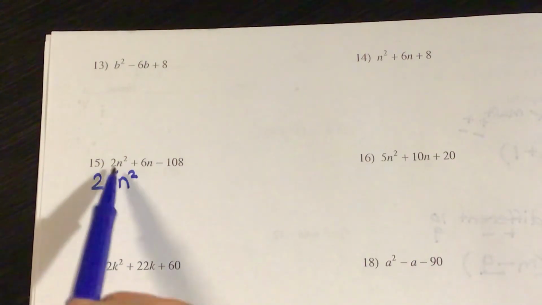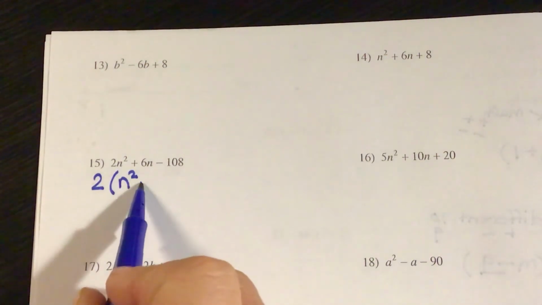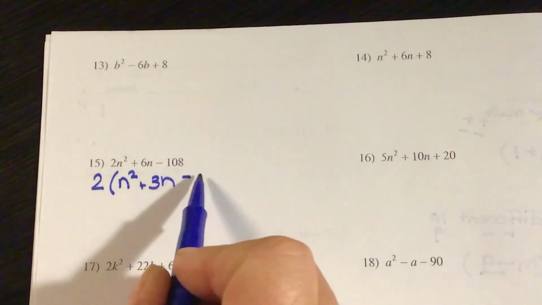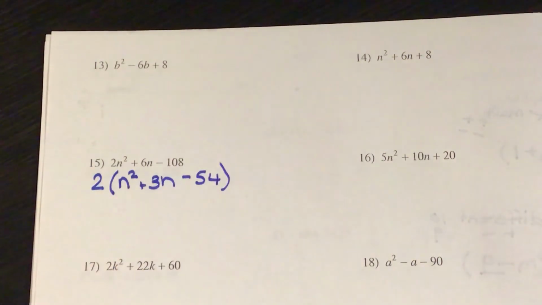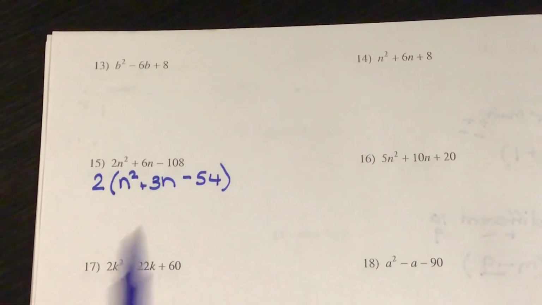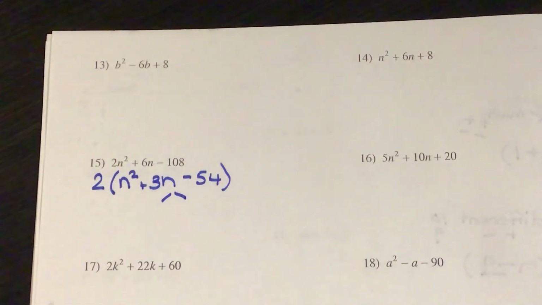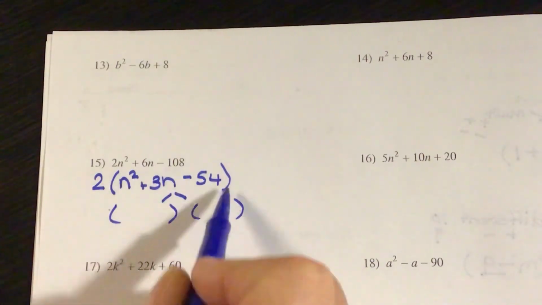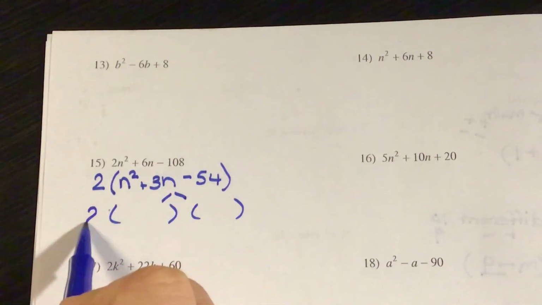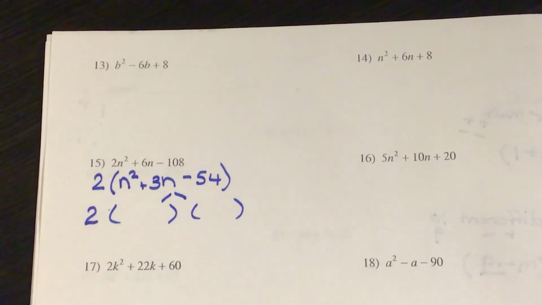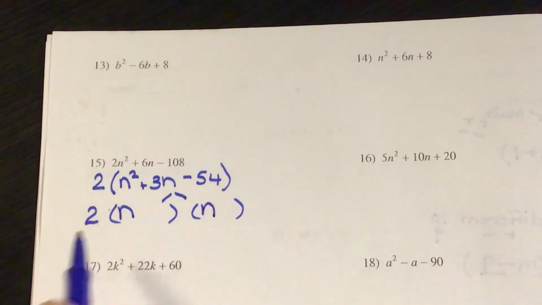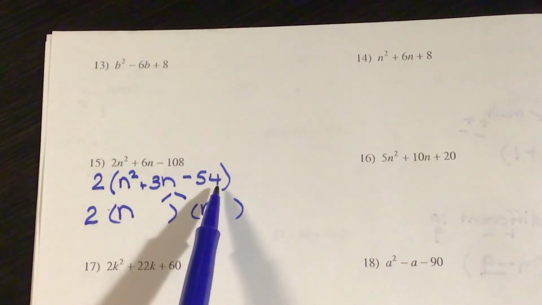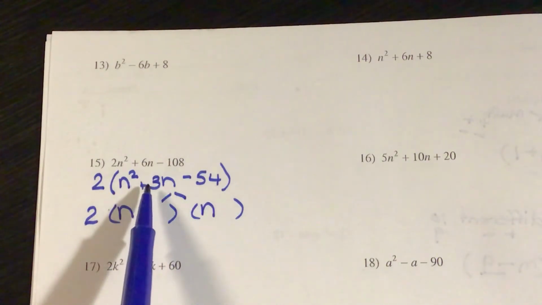So 2 times n squared is 2n squared. 2 times 3n is 6n. And 2 times negative 54 would be negative 108. And I still want to break this down, and I want to multiply the 2 binomials together to get what's in the pockets here. So I still have a factor of a 2. I'm going to multiply n times n to get n squared. And now the numbers I multiply to be 54 and subtract to be 3.